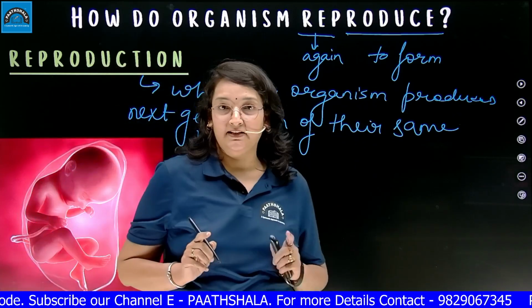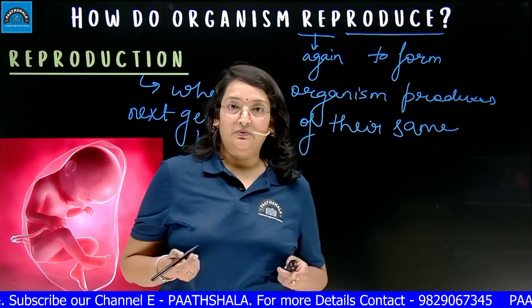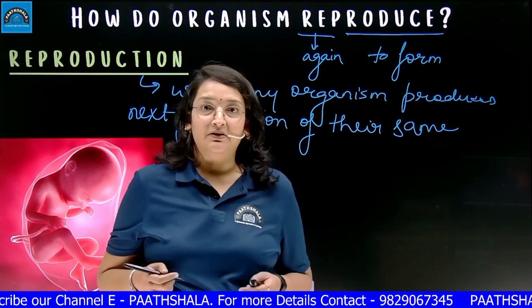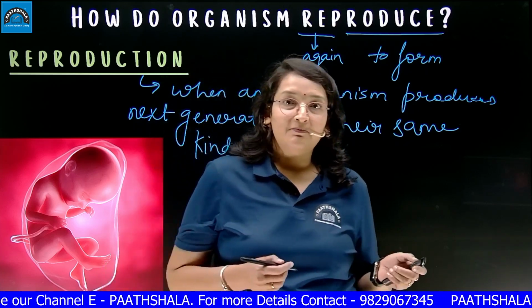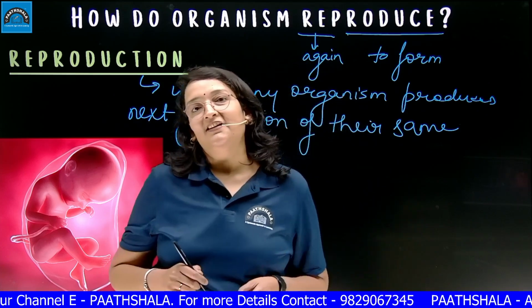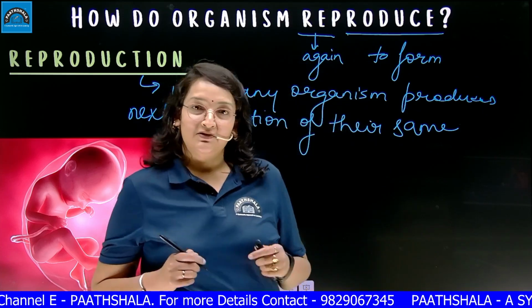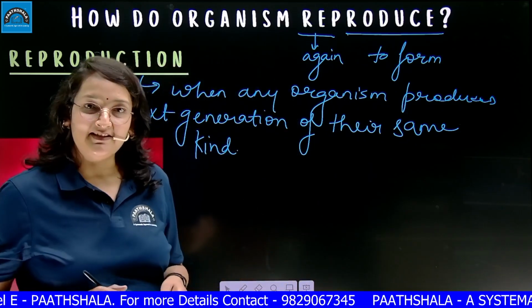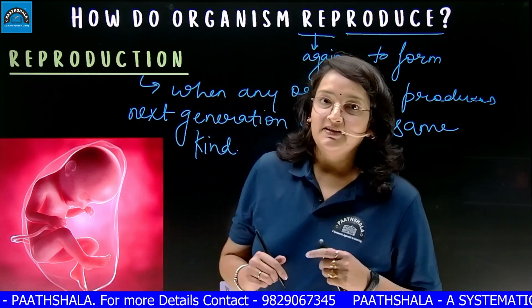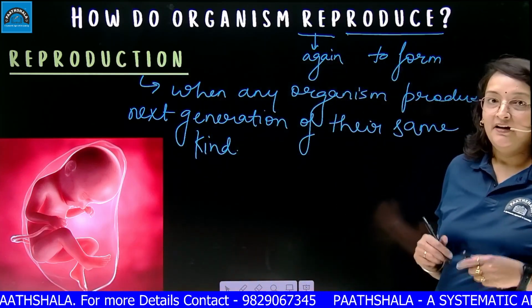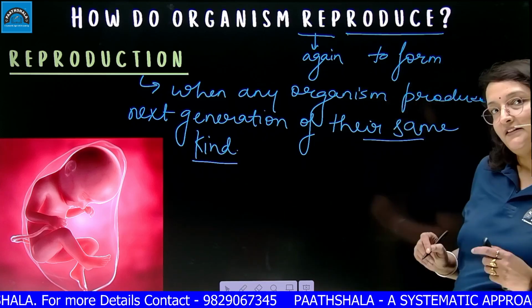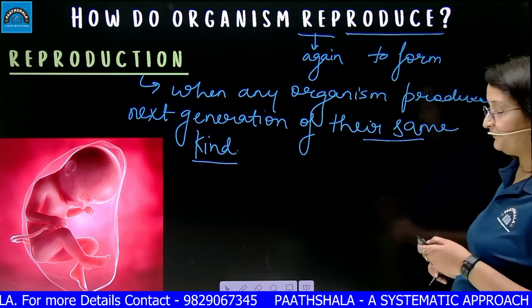It has to be written in the definition because we all know that dogs will give birth to puppies, cats will give birth to kittens, cows will give birth to calves, and human beings will give birth to babies. So every organism is going to produce the next generation, and that process is known as reproduction. And the next generation must be of the same kind. So this is the definition of reproduction.